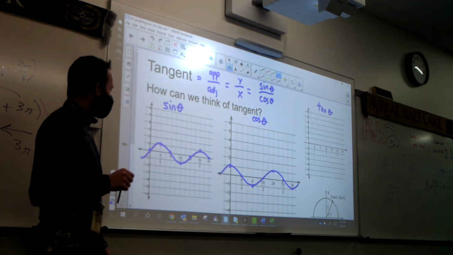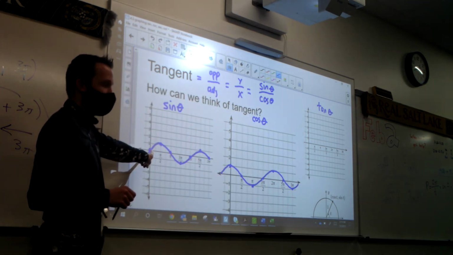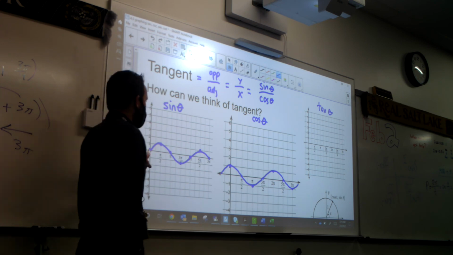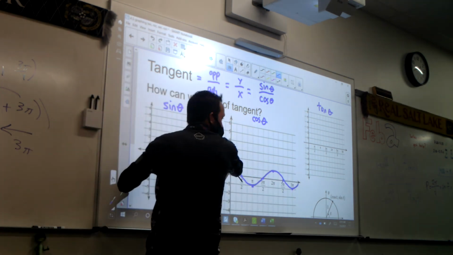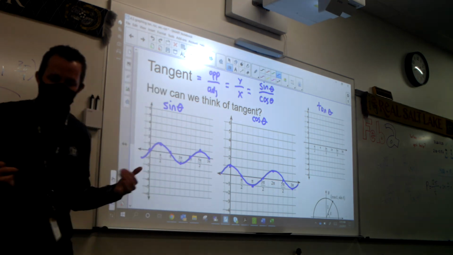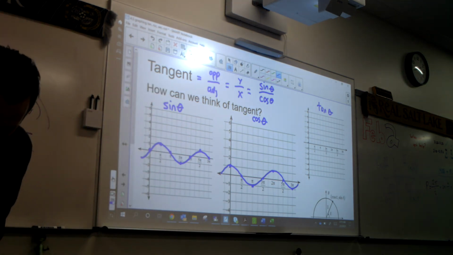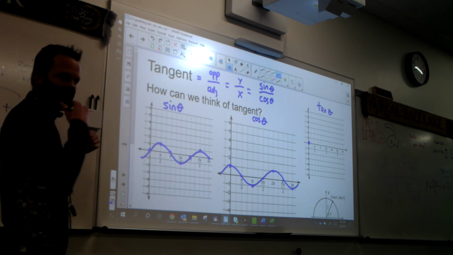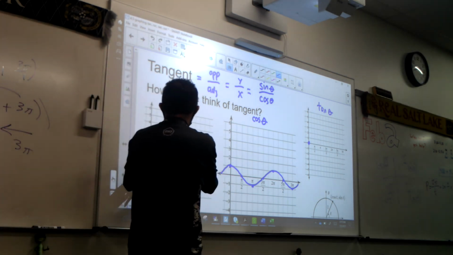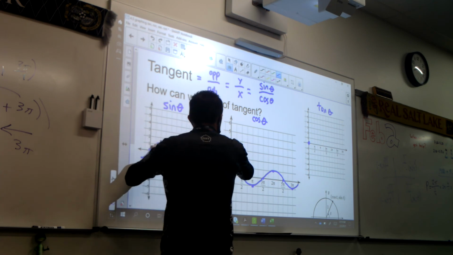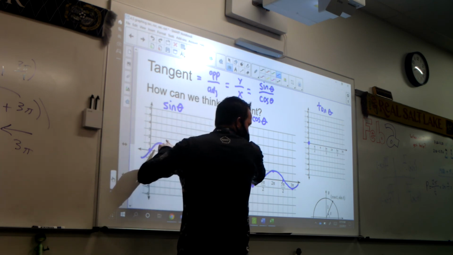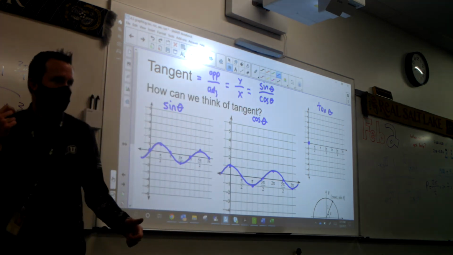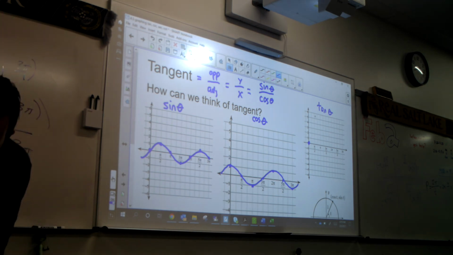Okay? Let's do that. So at 0, what do we have for sine? 0 divided by 1 is 0. We're okay with that because it's divided by 1. So tangent at 0 is 0 because 0 divided by 1. You with me? Now let's go to pi halves. I'm going to do 1 divided by 0. Uh-oh. What happens when you divide by 0? Good job. So it's undefined, so I put an asymptote there.